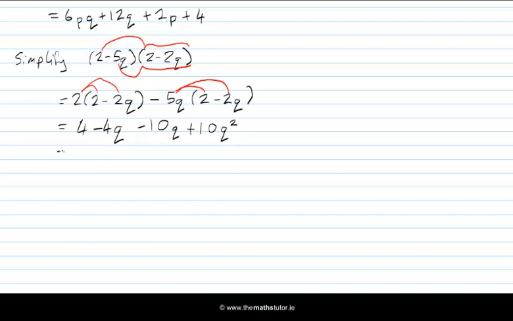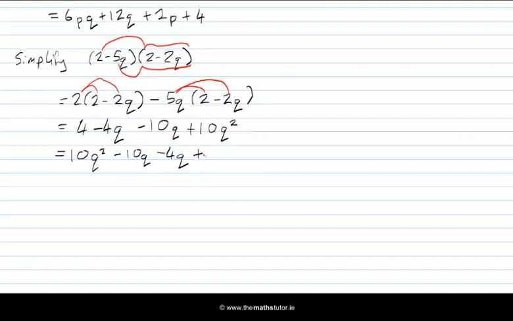So now I'm going to rearrange things. So I put my highest power of q first. Then I have minus 10q minus 4q. It's kind of arbitrary which way I put the minus 10 and the minus 4 because they're both the same power of q. I just decided to put the minus 10 first in this case.